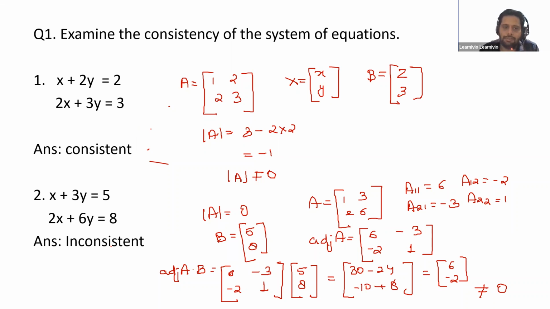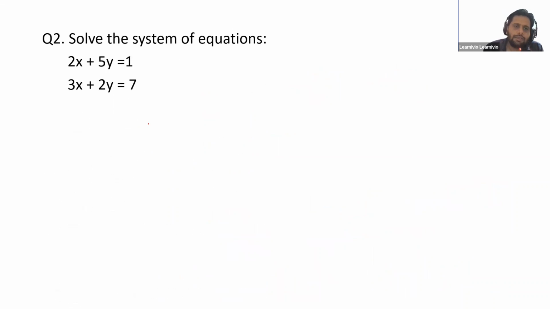Now the second type of questions are like this. In these questions, they will ask you to solve the system of equations. In the previous question, they would just ask you to check whether the system of equations is consistent or inconsistent. So that will be a 1 mark question. Now in these types of questions, they will ask you to solve the system of equations. So we will check how we can solve this.